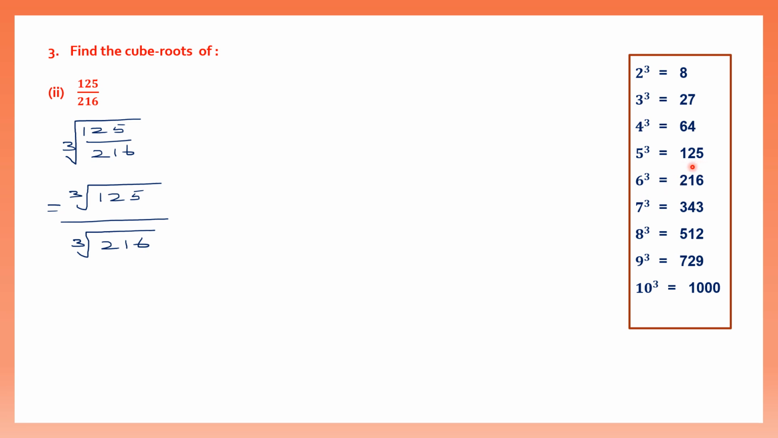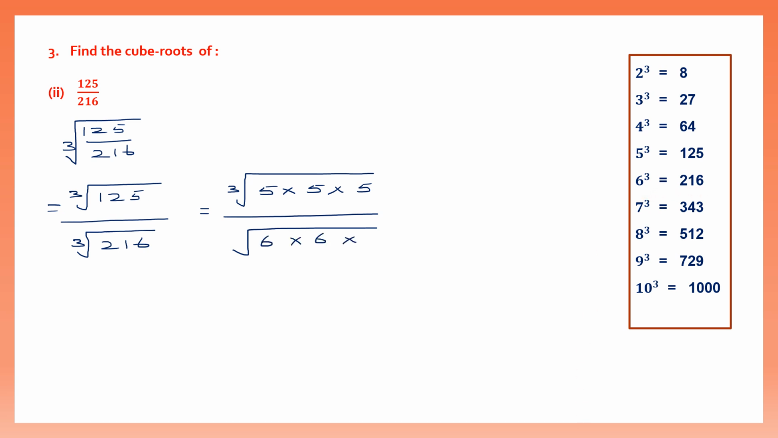Look out for 125. The cube root of 125 is 5. So you multiply 5 three times, you get 125. So in this step, you're going to write 5 three times under the cube root. Similarly, we'll go to the next one, which is 216. Here the cube root of 216 is 6. That means we have to multiply 6 three times under the cube root.